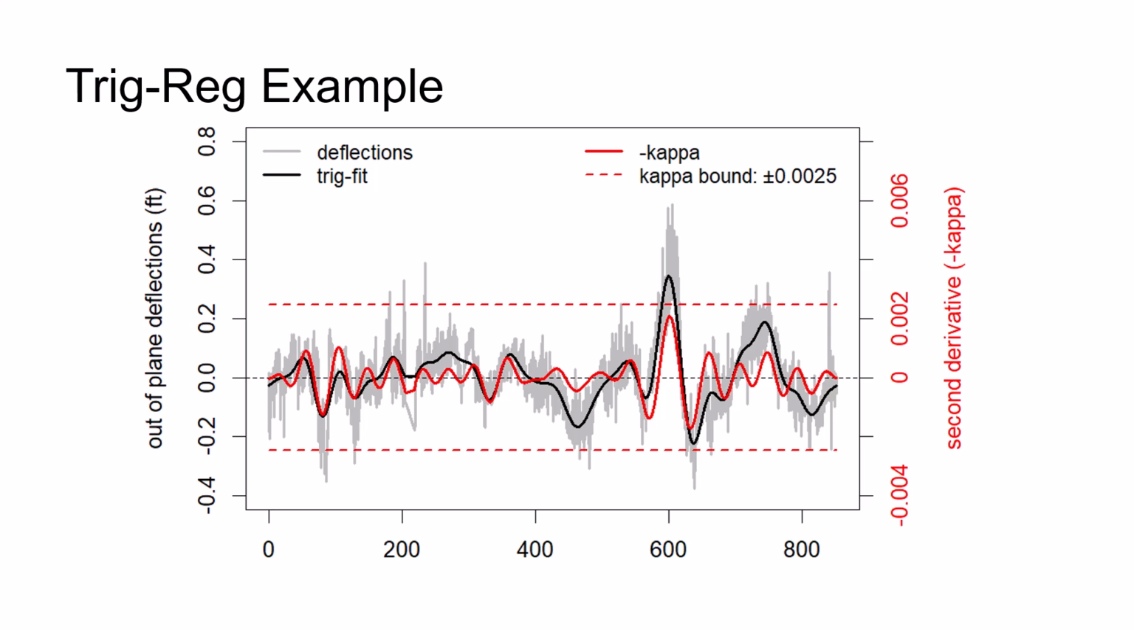Here is the meaning of the various curves. The gray curve, this is the actual laser scan data. The black curve, this is the trigonometric regression fit. There are 21 different cosine frequencies. Each regression will have a different number of terms, but each regression will optimize the number of terms to prevent underfitting or overfitting the data. The red curve is the second derivative of the black curve.